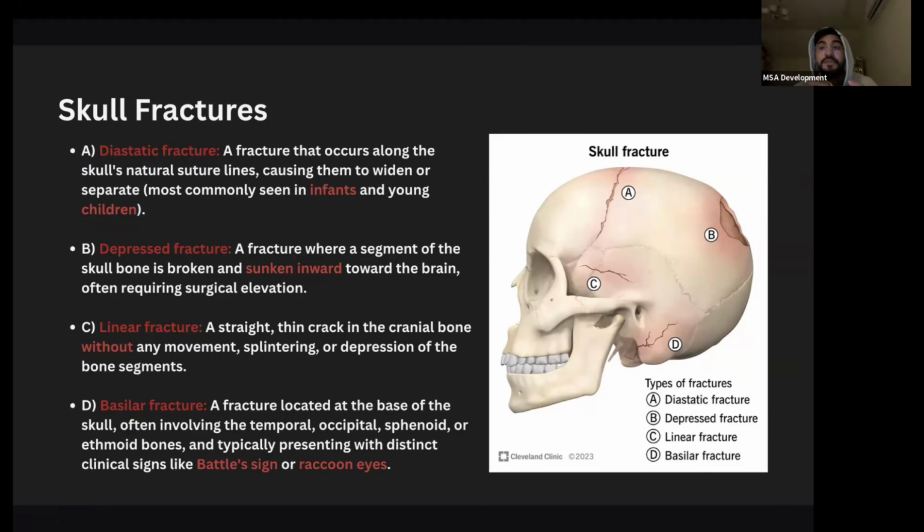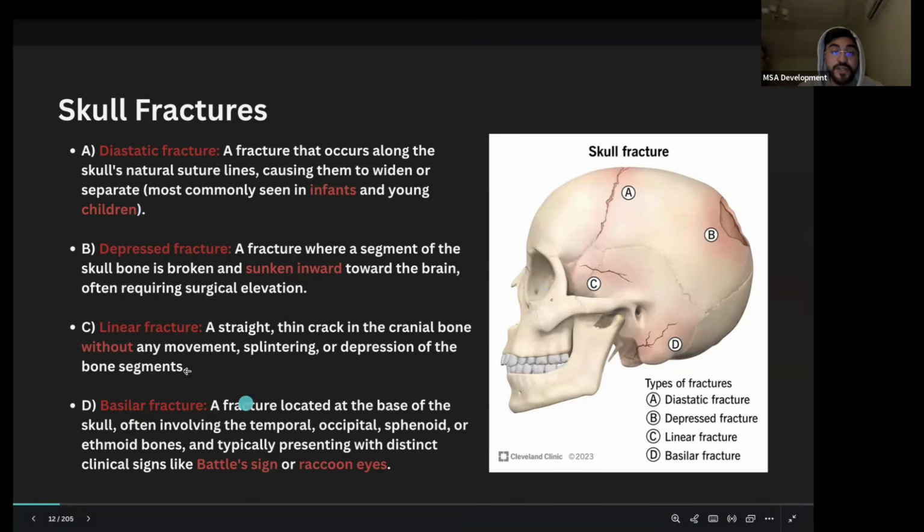What can happen to them? They can either widen or separate. And this is very, very common in infants and children. So it's going to be along your sutures. The second one is what we call a depressed fracture. As you can see, it's a fracture where a segment of the skull bone is broken and goes inward, towards the brain. Third is a linear fracture. It's a straight line fracture within the cranial bone, but it does not move, unlike the depressed fracture where it moves inside. This one just stays where it is.